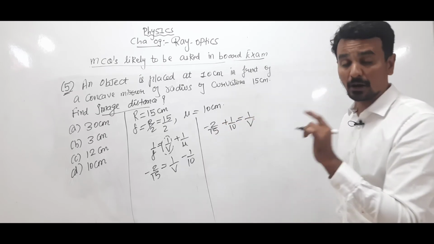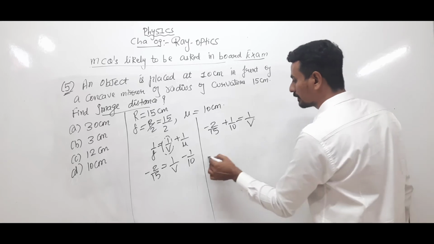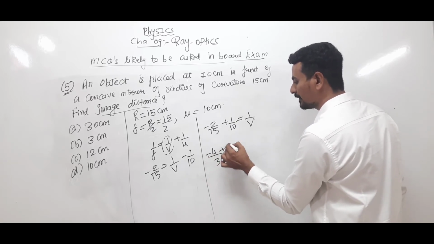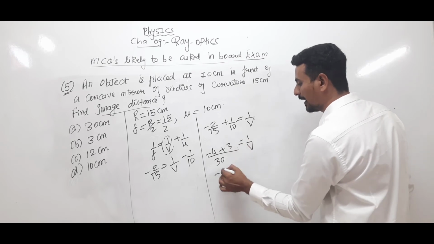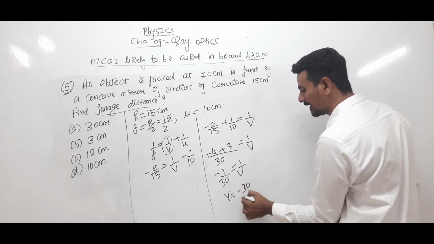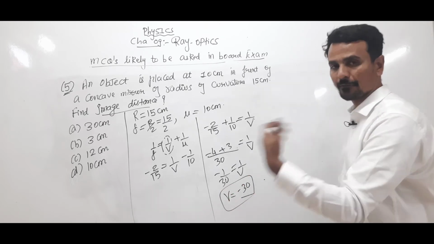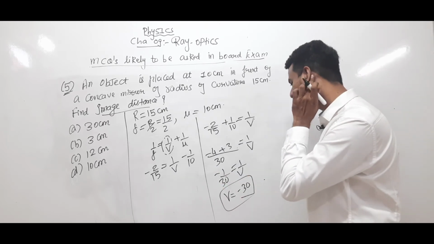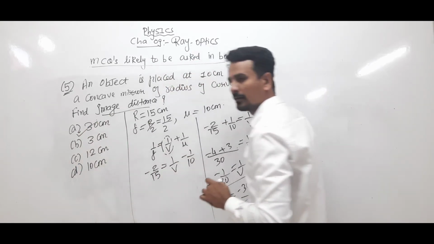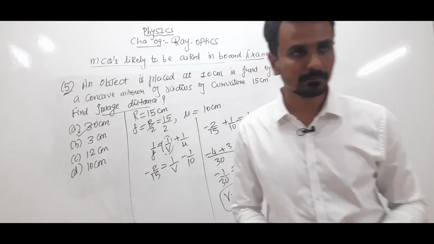So you'll get the answer along with the sign. LCM 30. Minus 4 plus 3 equals 1 upon v. Minus 1 by 30 equals 1 upon v. So v is equal to minus 30. That means the image will be formed in front of the mirror at a distance of 30 centimeter. So this is your correct option. Clear? Fine? Okay, the next one.